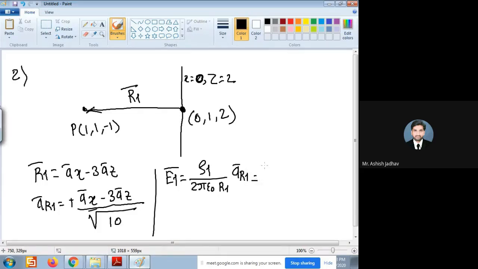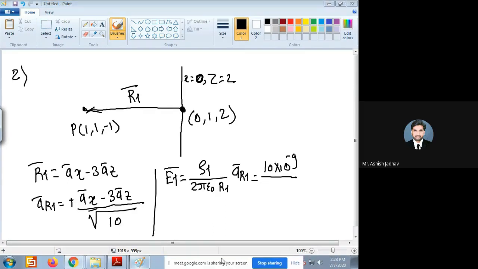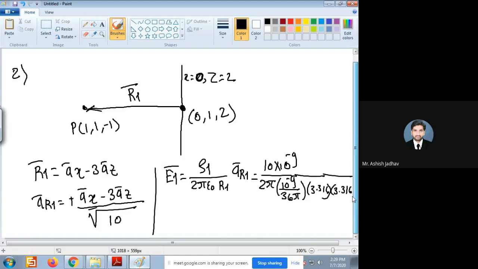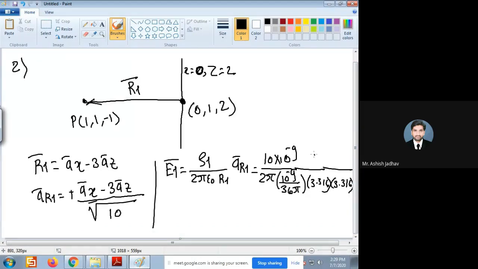Put in the values. The value is 10 into 10 raised to minus 9 upon 2 pi into 10 raised to minus 9 upon 36 pi into 3.316, which is the value of under root 10, multiplied by A bar x.